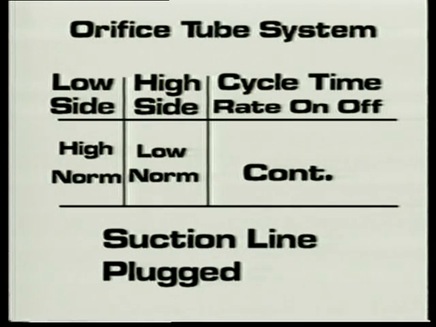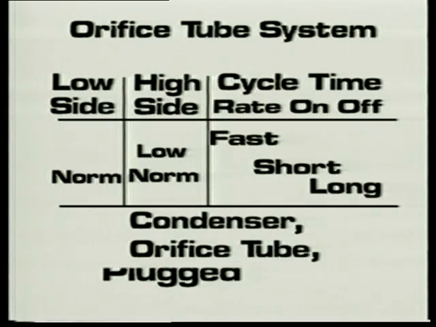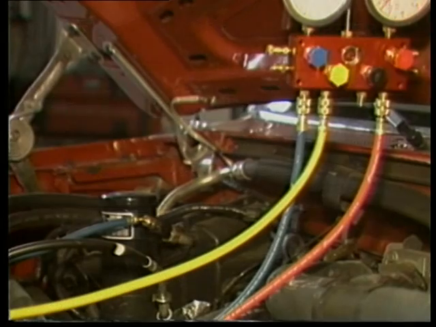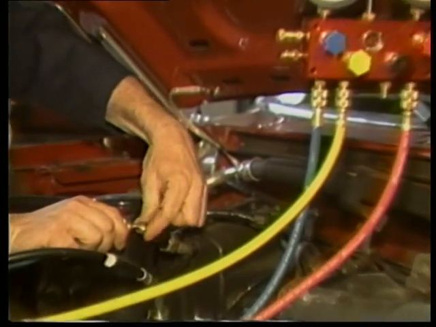If the low side is a little high and the high side is a little low with continuous compressor operation, a suction line may be plugged. If the high side is slightly low with a fast cycle rate, short on time and long off time, check for a plugged condenser, orifice tube, or line.